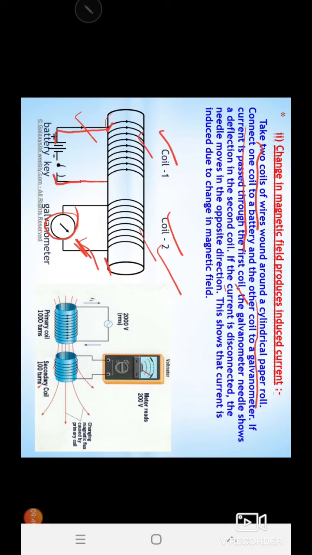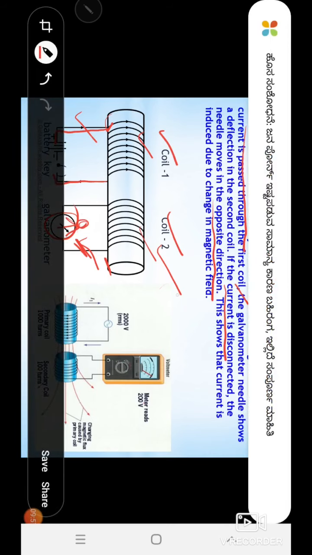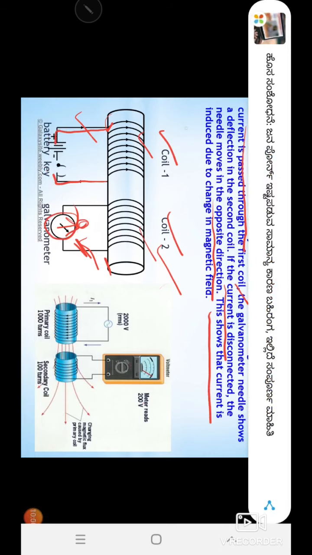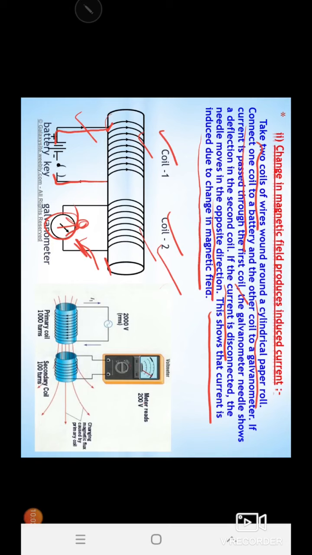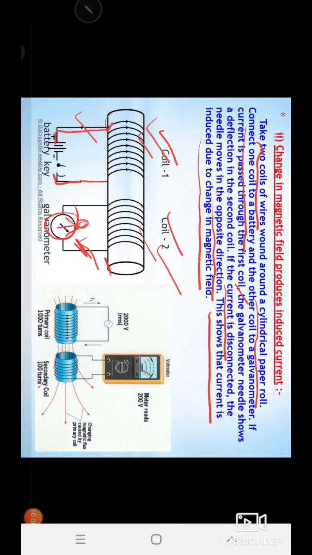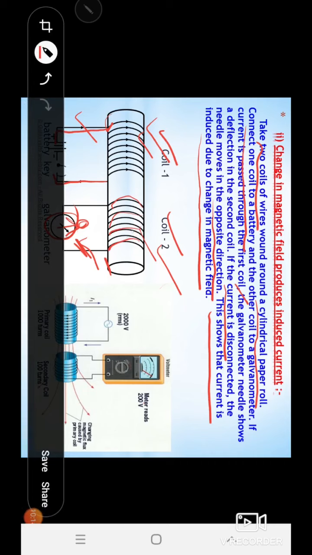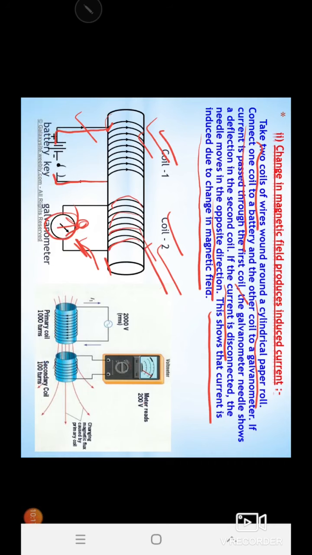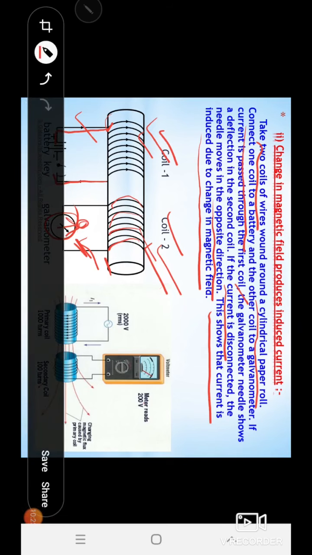So if we disconnect the current, the needle moves in the opposite direction and comes to rest. That indicates that no current flows. So this shows that current is induced due to change in magnetic field. That means here we are passing the current, and as copper wires are connected here, a change of magnetic field takes place. As a result, the current is induced in the second coil also. So this is an activity to show that change in magnetic field produces induced current.